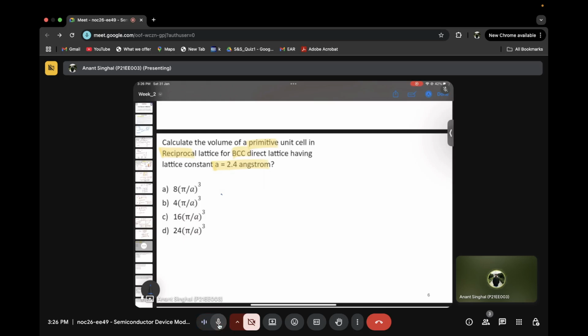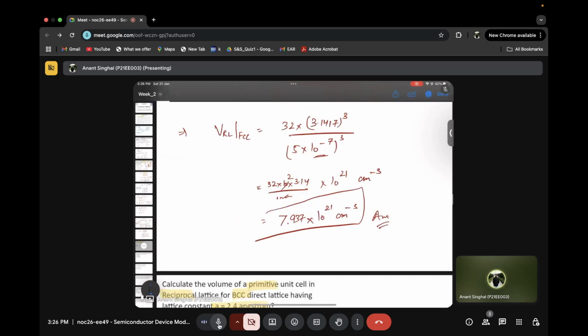Okay, so for this, they have given the value of A, but the answer is in the form of not the numerical value but A. So I have already given the formula. The volume for the reciprocal lattice for BCC is given by nothing but 16 pi cube by A cube, which is option C.